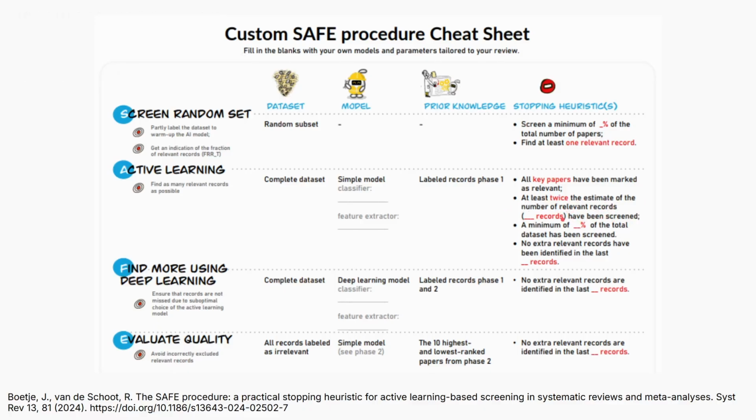you need to calculate. It's when, in the first phase, you find at least one relevant record, you get the fraction of relevant records. Let's say that you find your first relevant record at position number 100. Then that means that from 100 studies, you have found one study. So the fraction of relevant records is around 1% in this example.